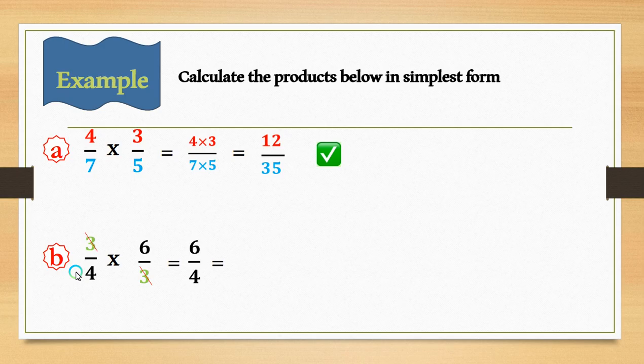So I will divide by 2. It will be 6 divided by 2 and 4 divided by 2. I will get 3 over 2. I can also convert it to a mixed number, which will be 1 and 1/2. But there is no need because it's not our objective today. So our question is considered finished.